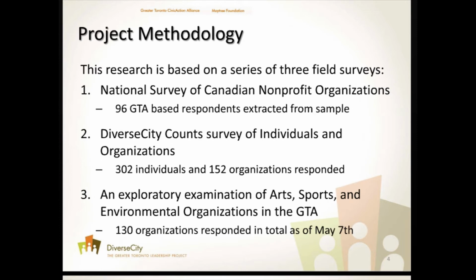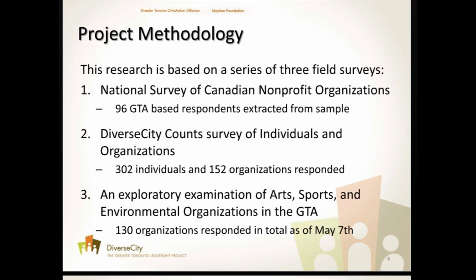Our project methodology was survey-based, and data was collected in three waves. Part of the data is from a national survey that I conducted on nonprofit organizations and diversity and governance. From that sample, we sampled about 800 organizations nationally. We extracted 96 of those organizations for this project as being based in the GTA, and so they form part of the sample that we're talking about today.